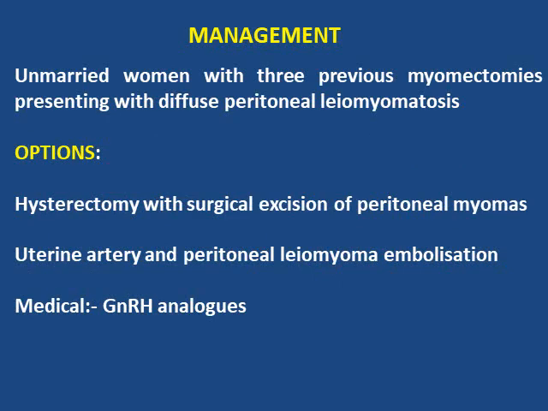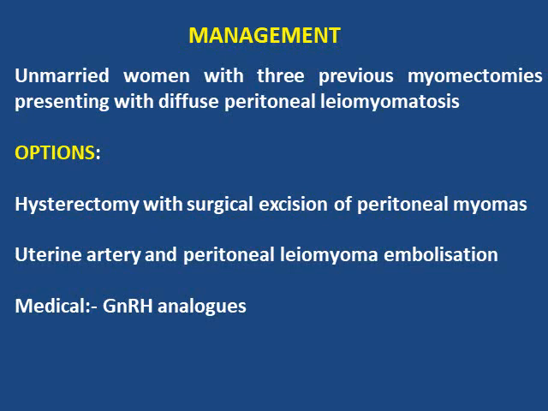Management: this patient is unmarried, had 3 previous myomectomies, and has now again presented with diffuse peritoneal leiomyomatosis. Now options for her are hysterectomy, uterine artery embolization, and medical management. As far as hysterectomy is concerned, she is unmarried and she has not completed her family. So hysterectomy with surgical excision of peritoneal myomas was not an option at this point of time after 3 previous myomectomies. So she opted for uterine artery embolization with peritoneal leiomyoma feeder embolization.